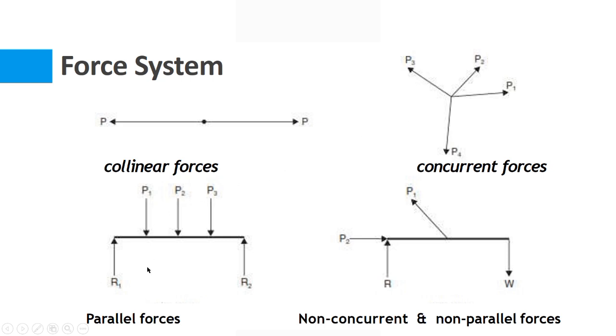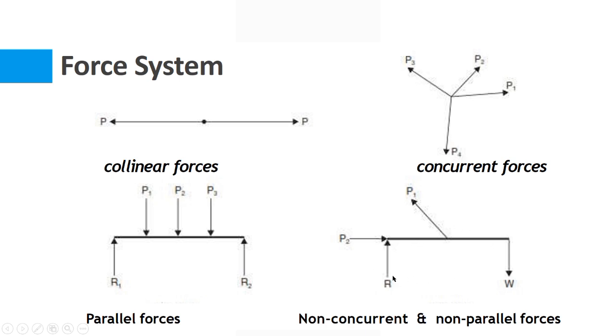In this example, we can see that all the forces are parallel. They are opposite in direction. R1 and R2 have the same direction, while P1, P2 and P3 have the same direction, but the direction of P1, P2 and P3 is opposite to the direction of R1 and R2. So the lines of action of these forces cannot intersect at any point, so they are termed as parallel forces. And this is the best example of non-concurrent and non-parallel forces.